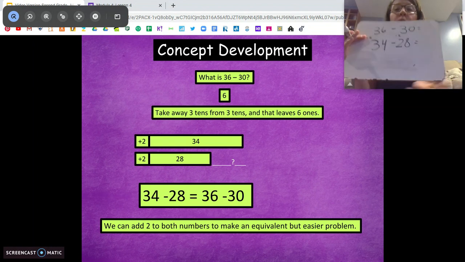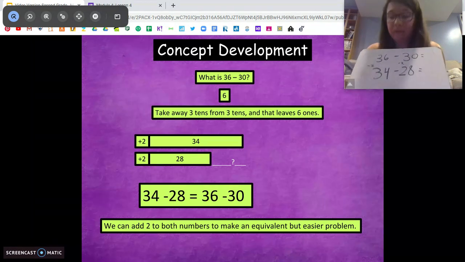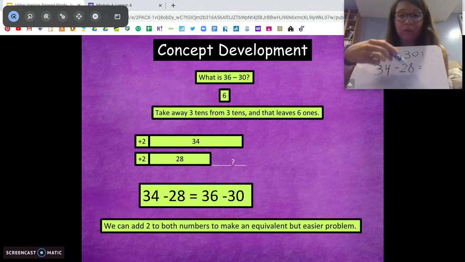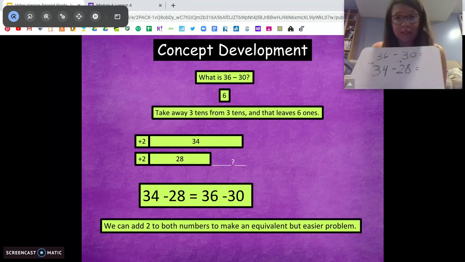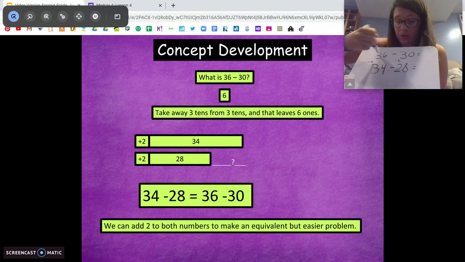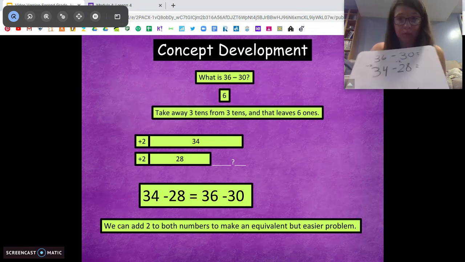So what this is showing us is that we can use problems that are easier to solve for problems that are harder. If we make sure we do the same thing to both numbers, it makes the problems equal. It makes the equations equal. It makes the number sentence equal. So we can use easier problems like this to solve for harder problems like this as long as we do the same thing to both numbers.